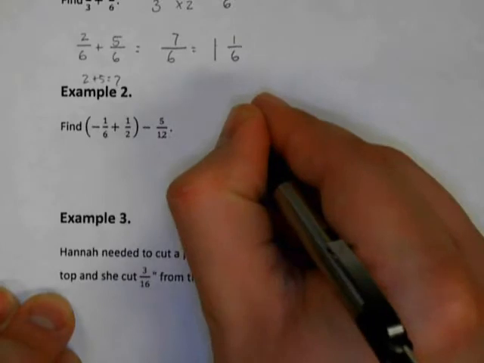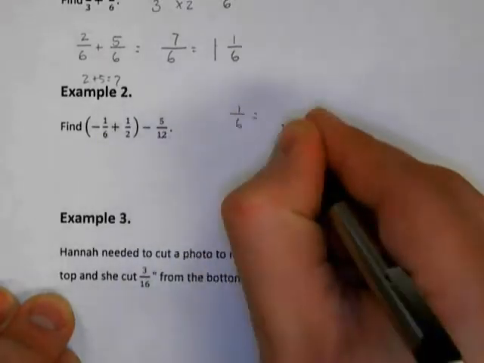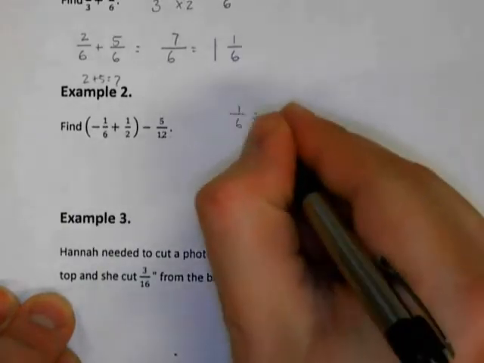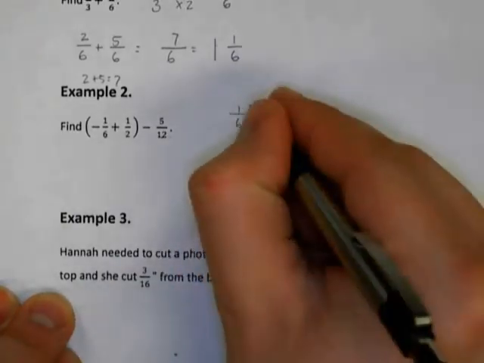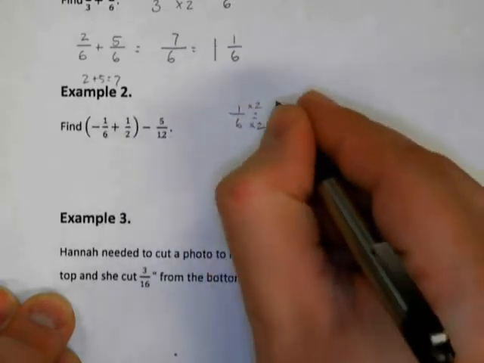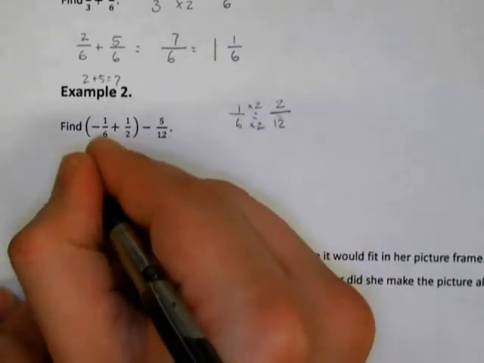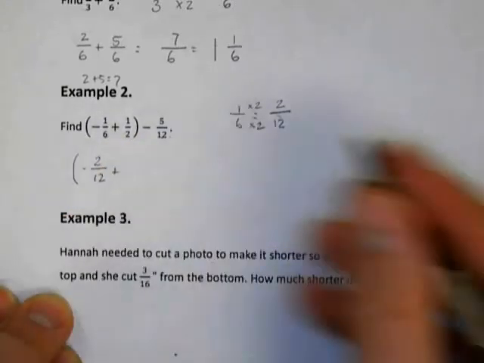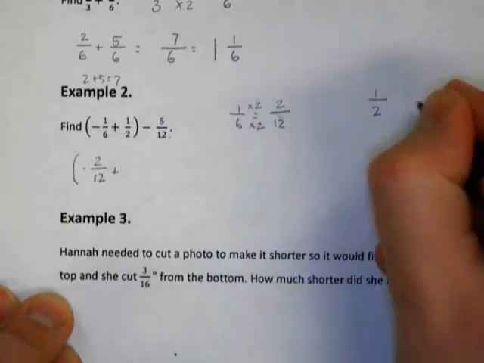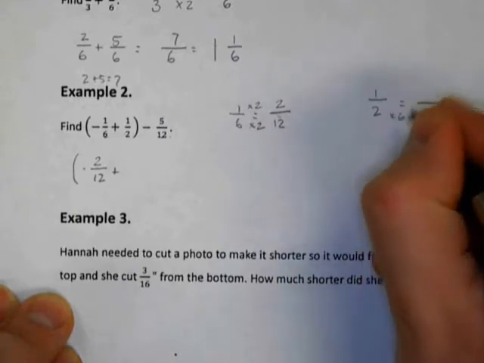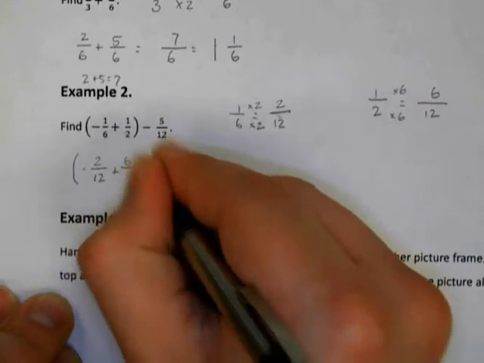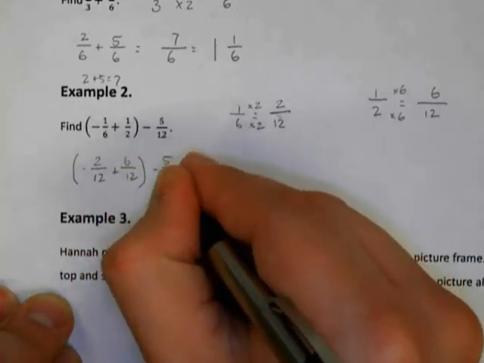So let's take negative 1/6. We have to set that equal to something over 12. So we have to multiply that by 2, because 6 times 2 will give me 12. Multiply that by 2, and that'll be 2. So I'm going to rewrite this here. We have negative 2/12. We have to add that to 1/2. If I want to get that to a denominator of 12, I'm going to have to multiply by 6. And so we get 6/12. And then we have to subtract out 5/12.